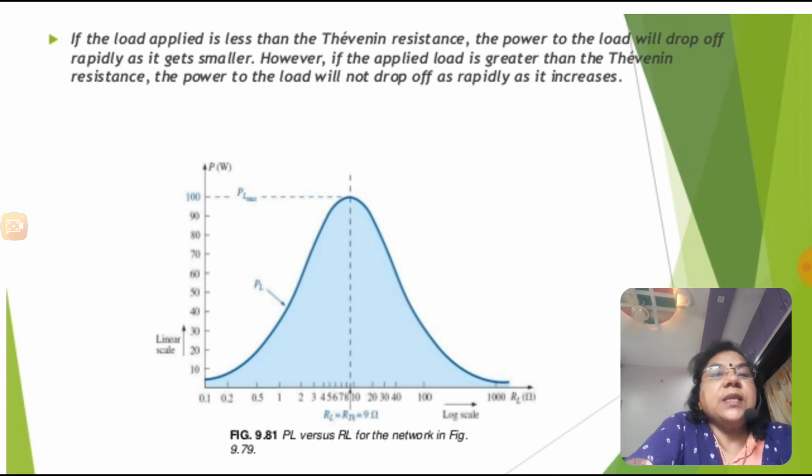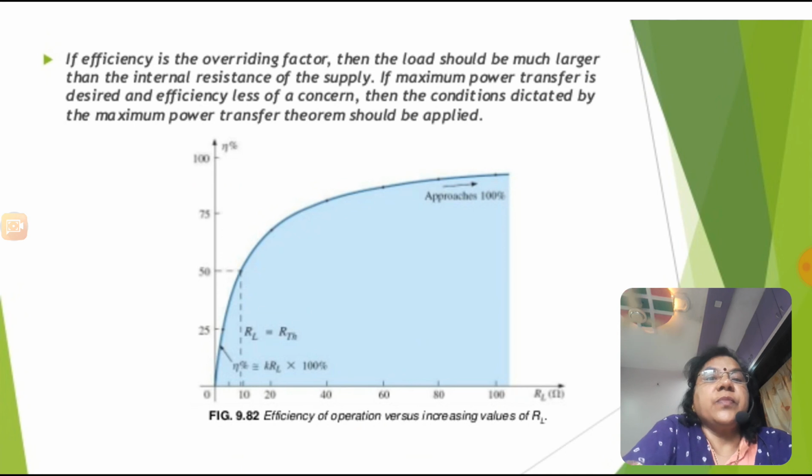If the load applied is less than the Thevenin resistance, the power to the load will drop off rapidly as it gets smaller. However, if the applied load is greater than the Thevenin resistance, the power to the load will not drop off as rapidly as its resistance. So this graph shows the peak value. At this peak value, RL becomes equal to RTH and therefore maximum PL max appears at that peak point. So from this graph you easily understand that the maximum power transfer condition is what? RL should be equal to the internal resistance RTH or RI of the circuit.